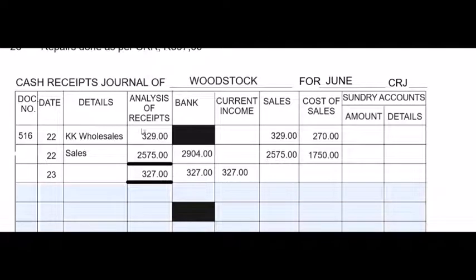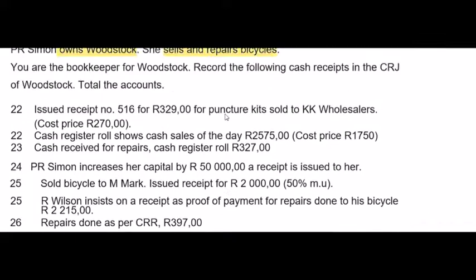Then I want you to notice that in this CRJ, we have a current income column, which we will use whenever we render a service. And we've got sales and cost of sales columns, which we will use whenever we sell a product. Okay, so you will notice that this CRJ is a combination of the two different types of CRJs that we've been working with so far. Everything else remains the same. Okay, so let's go and look at the transactions.